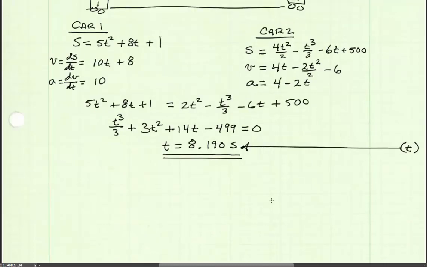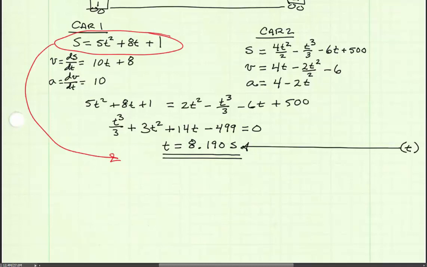Now that I know the time that they meet, I can find the velocities of both cars and the acceleration of both cars, and also the position where they meet. So let's start with the position. If I take equation 1 for car 1, bring that down here, and then plug in the time into that equation, then s is equal to 5 times 8.190 squared plus 8 times 8.190 plus 1. And when I solve that, I'll get an answer of 401.9 feet.